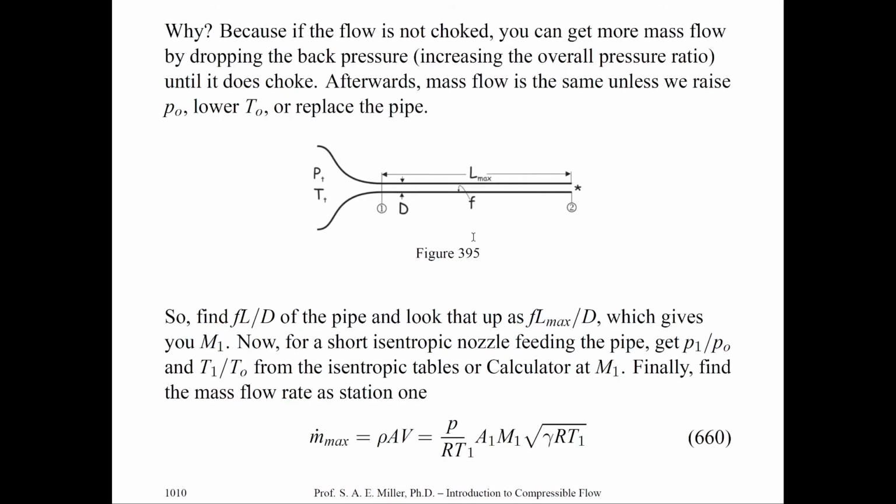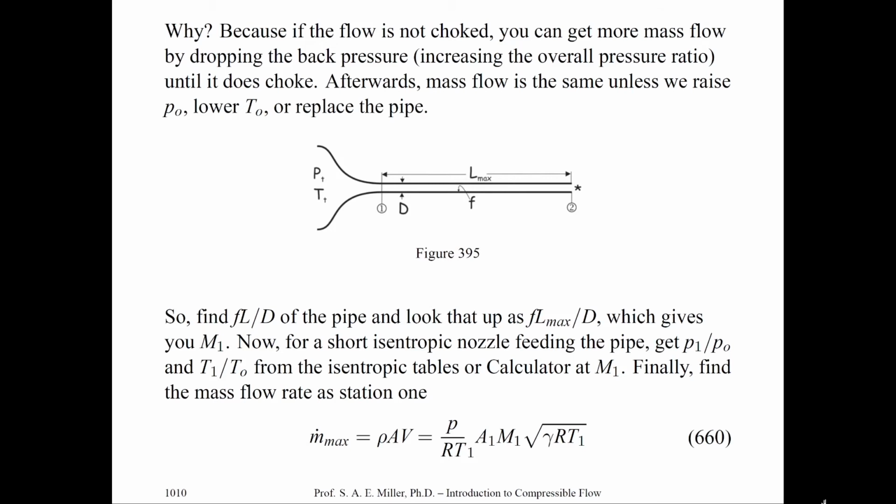Let's get started. If the flow is not choked, then we cannot get mass flow rate increasing by dropping the back pressure, just like in the nozzle problem. It's the exact same physics. So choking the flow will not increase the mass flow rate, even though here we'll be choking the flow with frictional effects instead of, say, a converging diverging nozzle. Afterwards, the mass flow rate, of course, will be the same unless we raise the total pressure or lower total temperature or replace the entire pipe, which is rather impractical once it's built.